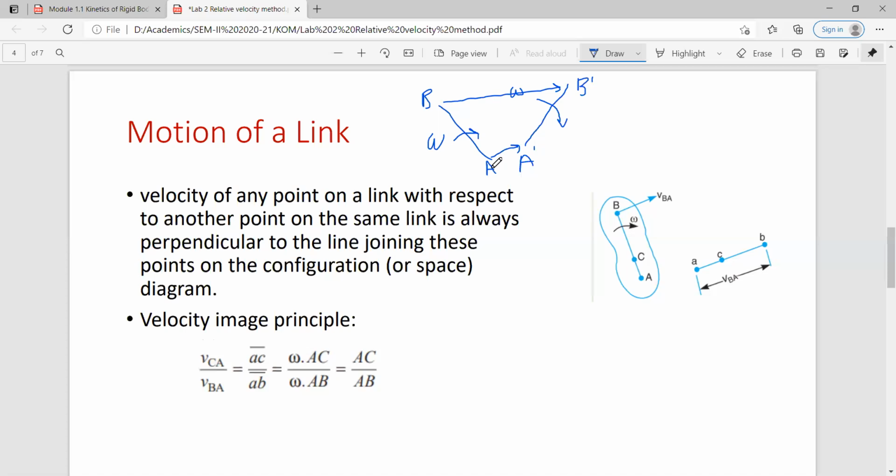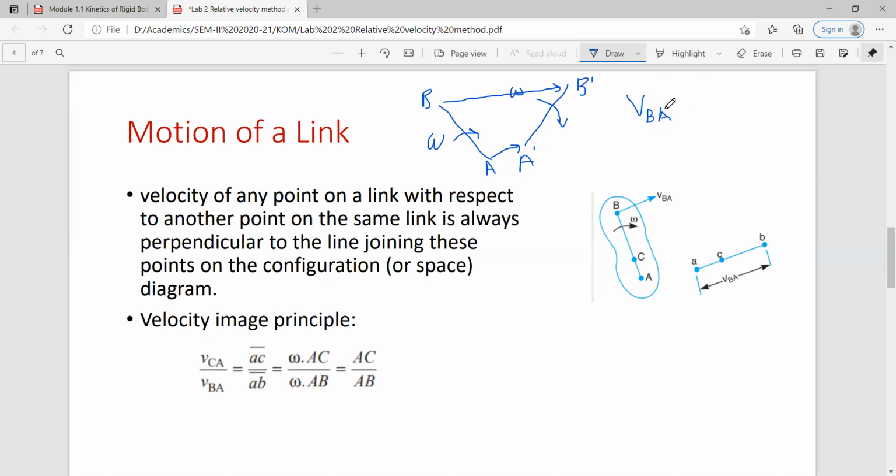Yes, sir. Correct. So I will say that point B has some relative velocity with respect to point A. Why am I saying relative velocity? Because point A is also in motion. Point A is also moving, point B is also moving. That's why I am calling it the relative velocity of B with respect to point A.